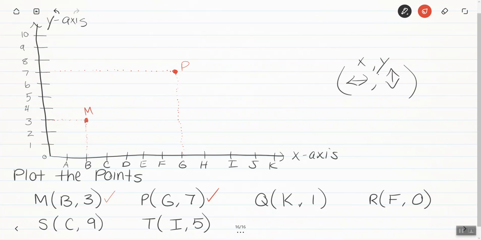I'm going to do point Q now. So I have to start at K and go to 1. So I'm going to go all the way across to K. Here's K. And then I have to go up to 1 from there. So there's K1, which is point Q. And if you want to, you can draw the dots across, but you don't have to. So I want you to try to do point R, point S, and point T.